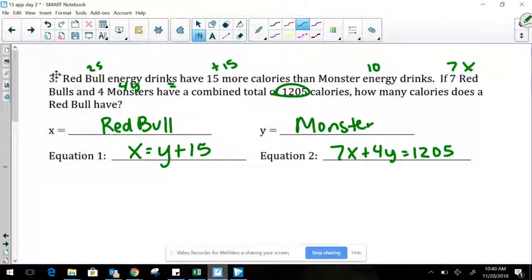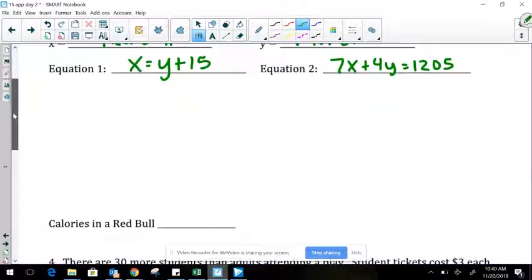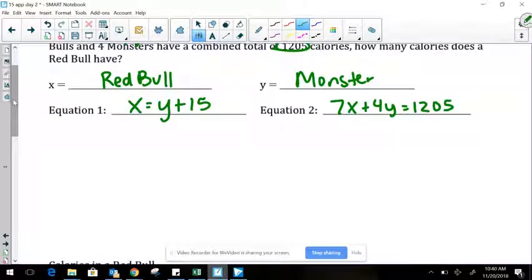Okay, it says how many calories does a Red Bull have? So down below, it's just asking for calories in a Red Bull. That means we're solving for x. So even if we find y first, we have to make sure we're plugging in for that x variable. Okay, so let's recopy these down.